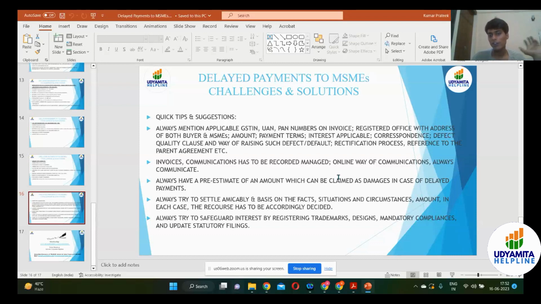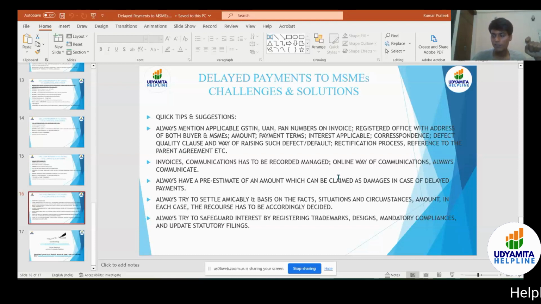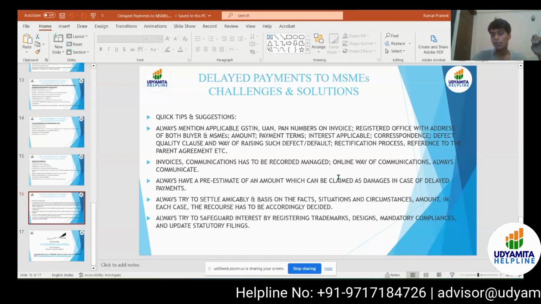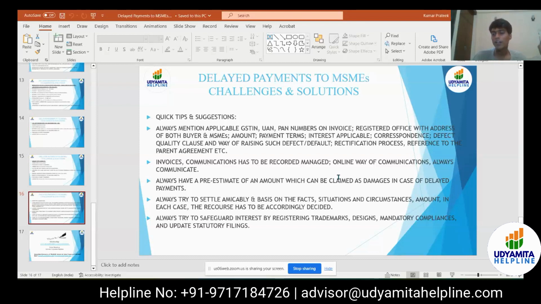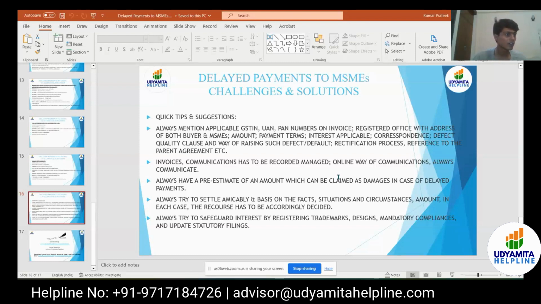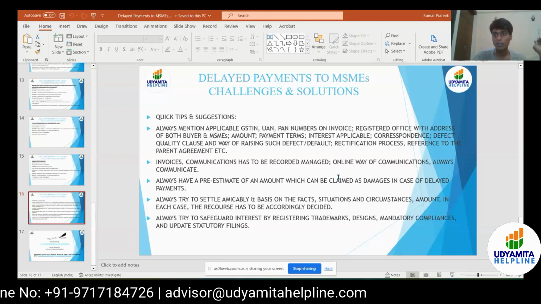But registering a trademark creates an asset, right? The trademark would belong to you. You can monetize it, you can sell it also. It can be used for any number of purposes, right? So all these intellectual property rights are very much important. And mandatory compliance, as I stated, for food business industries, the mandatory compliances are important.